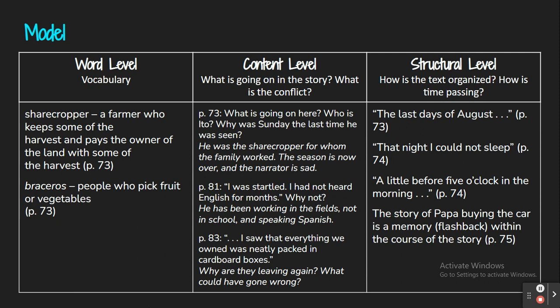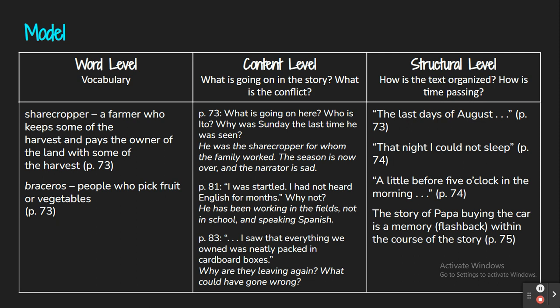Sometimes you'll find that you'll ask a question and a story will answer that question maybe a couple of pages later or maybe a couple of paragraphs down the line. And this is what happened with me. He was the sharecropper for whom the family worked, and the season is now over. So the narrator is feeling sad.